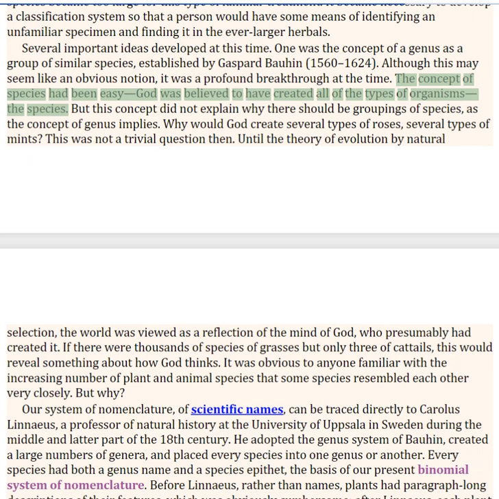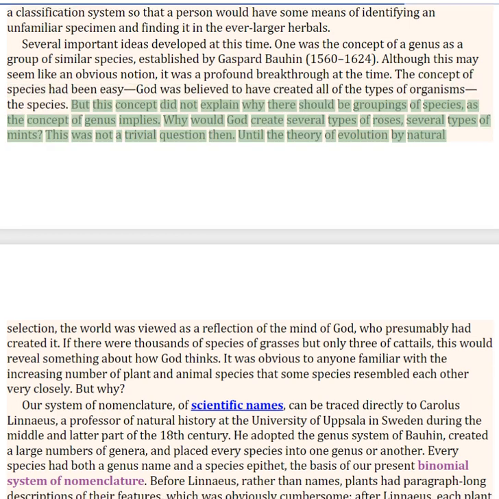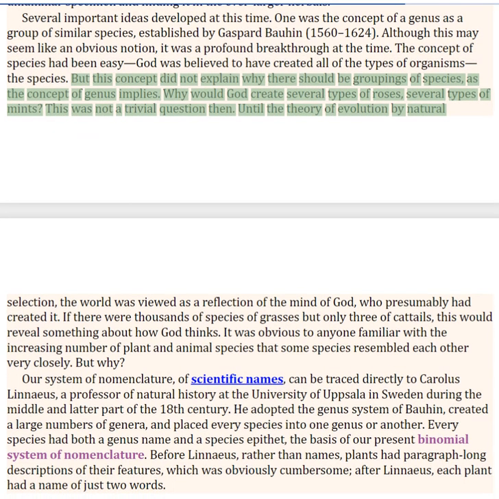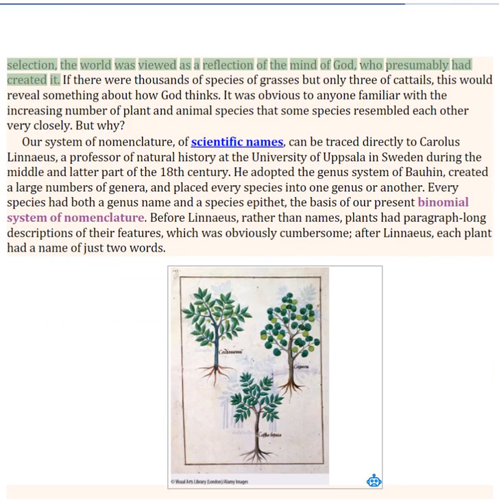God was believed to have created all of the types of organisms, the species. But this concept did not explain why there should be groupings of species, as the concept of genus implies. Why would God create several types of roses, several types of mints? This was not a trivial question then. Until the theory of evolution by natural selection, the world was viewed as a reflection of the mind of God, who presumably had created it.